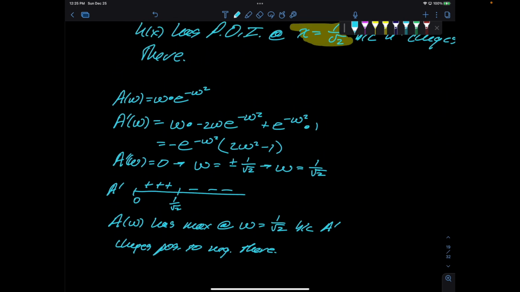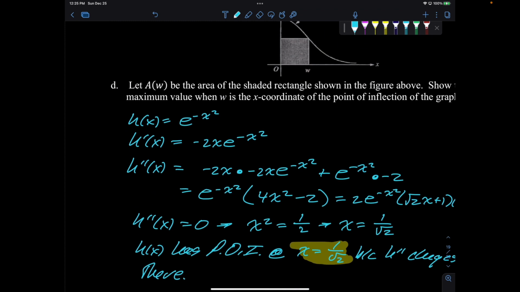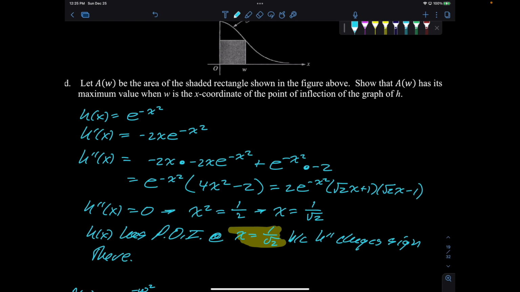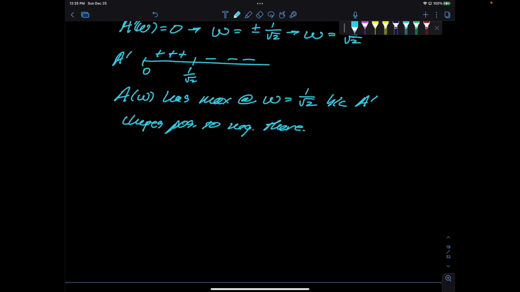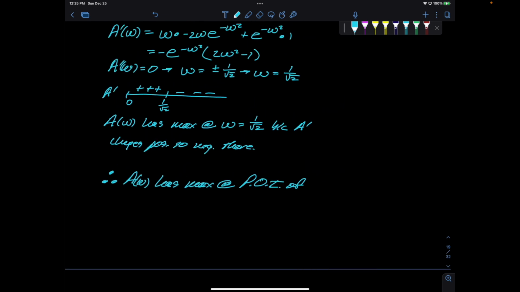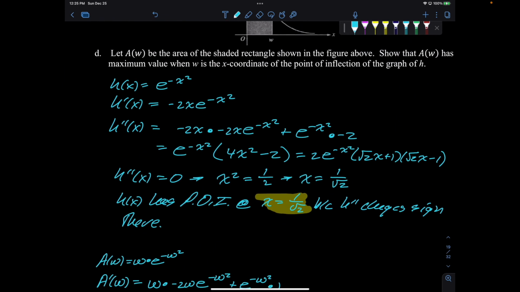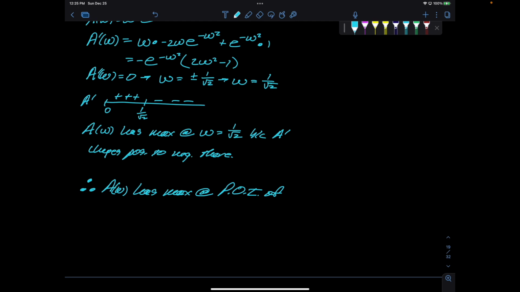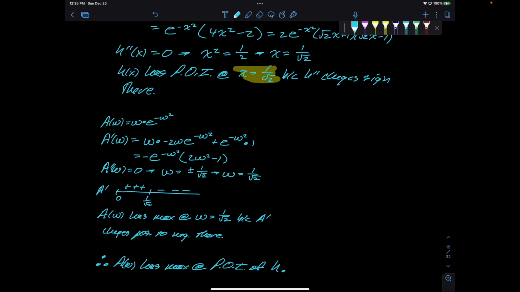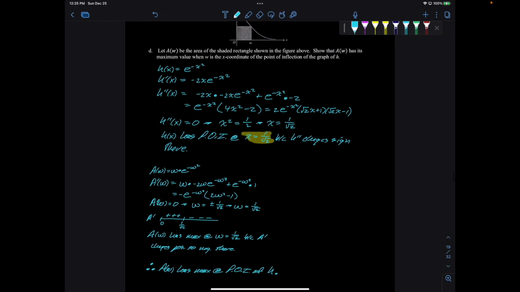Okay, then we need to just say, therefore, A of w has maximum value when w is the x coordinate of the point of inflection. Okay, so I guess we just say that. Therefore, A of w has maximum at the POI of, what is it called? h of x? h, sure, of h. All right. Did I love that problem? Not really, but we finished it. There you go.